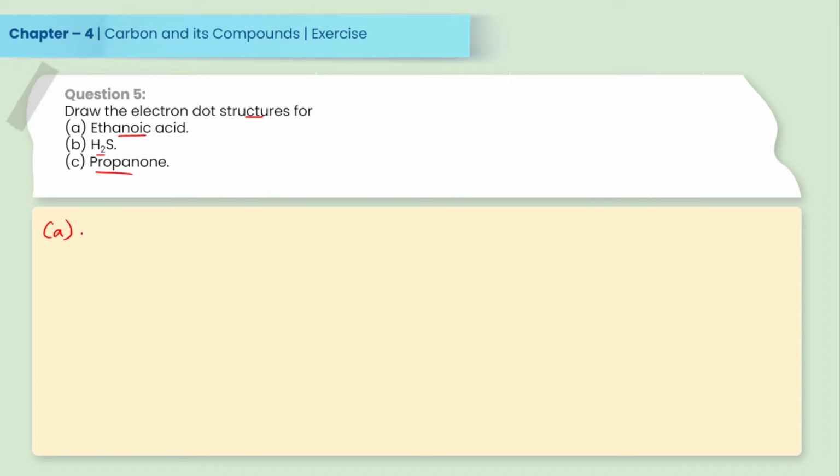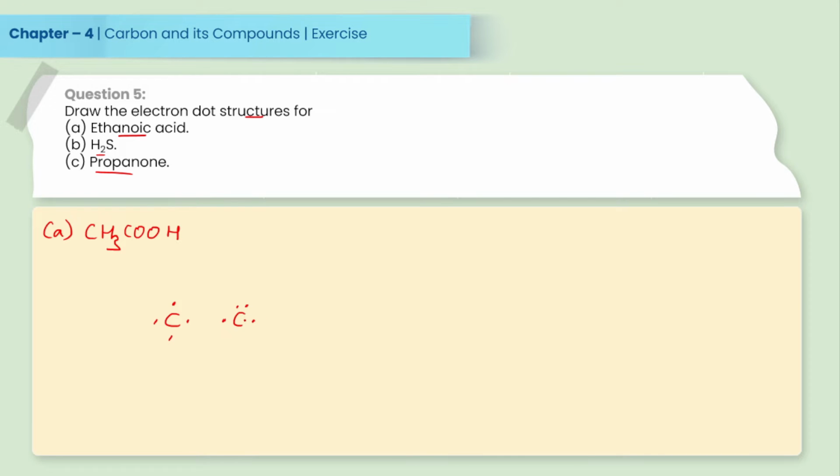Ethanoic acid, which is also known as acetic acid, is CH3COOH. It means that it has two carbon atoms which will be bonded together by a single bond. So this is the first carbon atom which will have 4 electrons in the outermost shell. This is the second carbon atom, again with 4 electrons in the outermost shell.